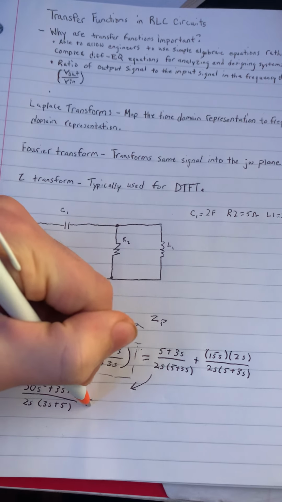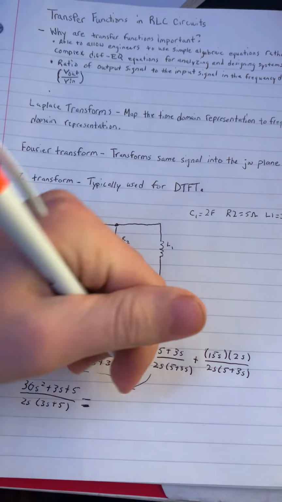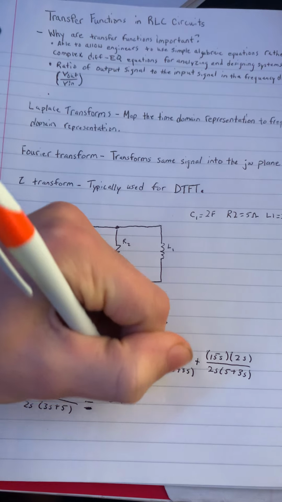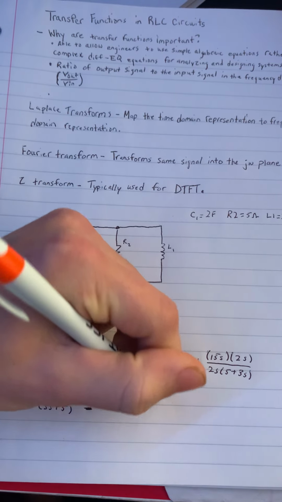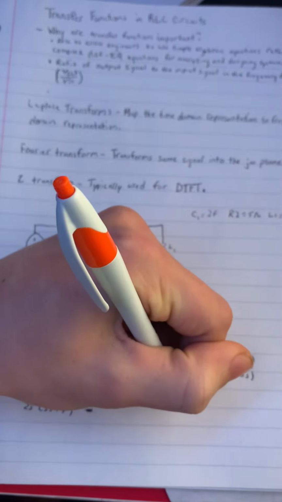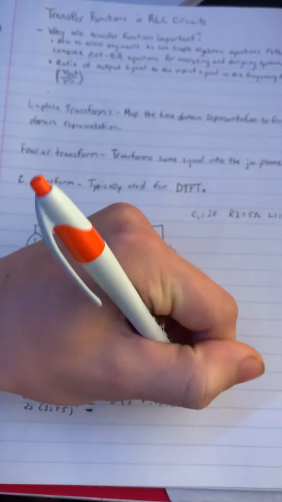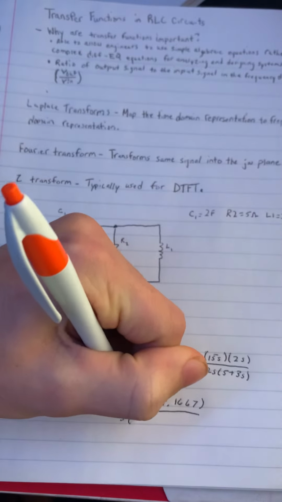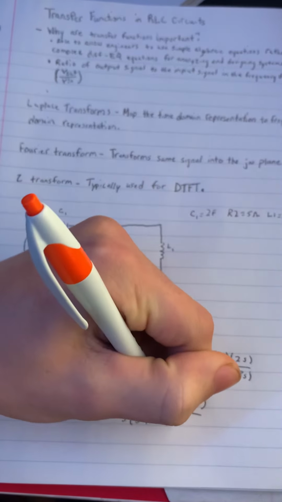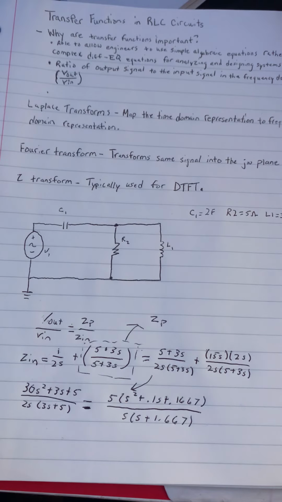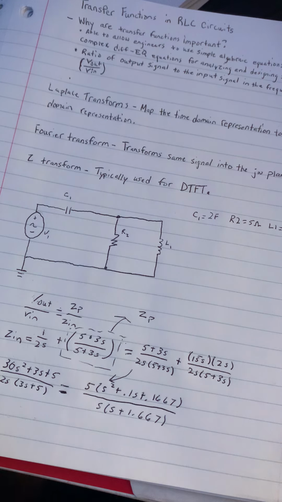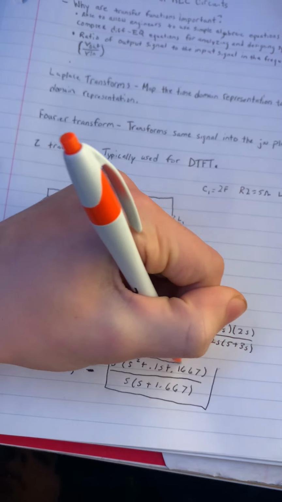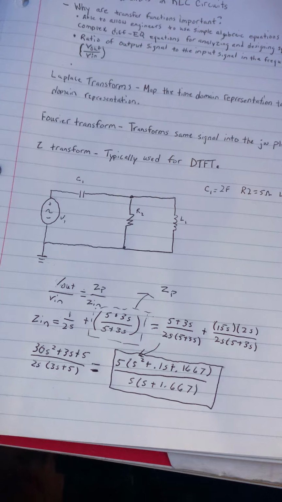And then what we can do is distribute. On top we can distribute a 5 out. So that would be 5 times (s squared plus 0.1s plus 0.1667) over s times (s plus 1.667). And down here, all we did was distribute an s up. All right, now that we have that, this is what our Zin would be. So we found what we needed to get Vout over Vin, but we have not solved for that yet.